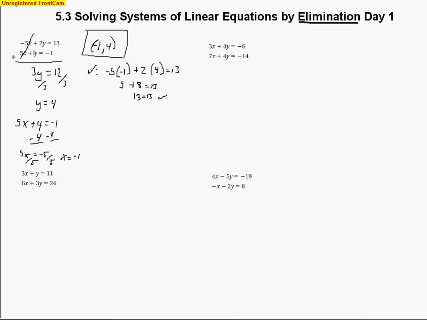So moving on to the next problem here. Make this a little more clear. So negative 1 comma 4.